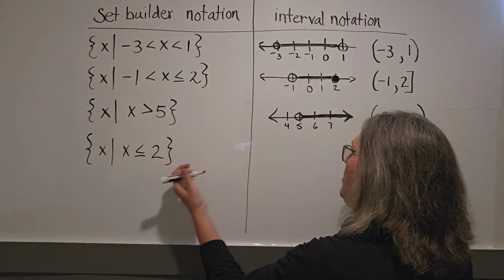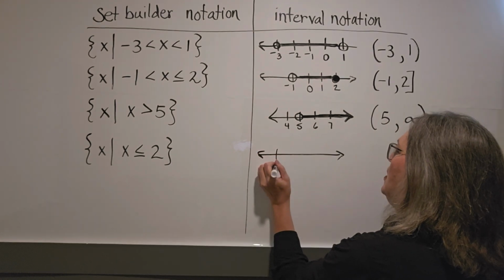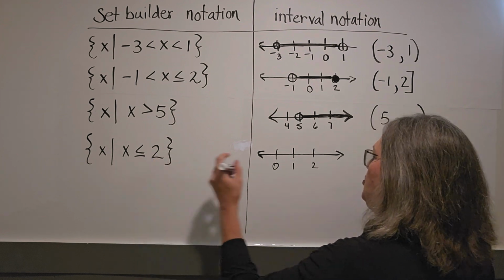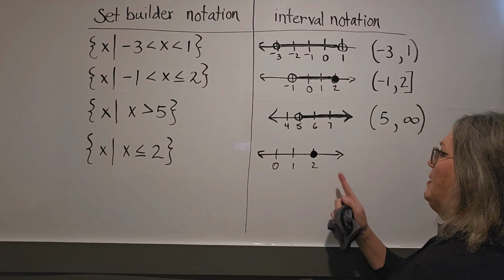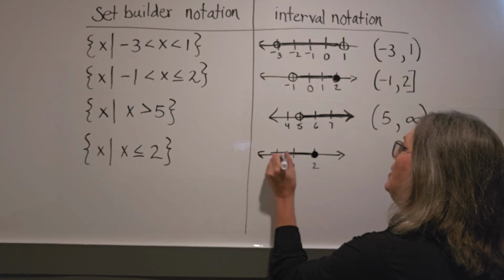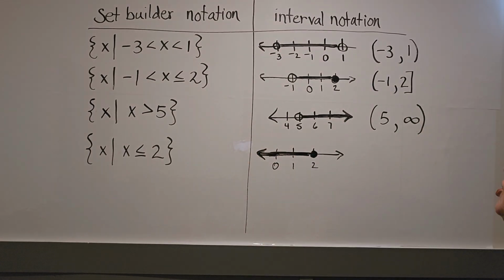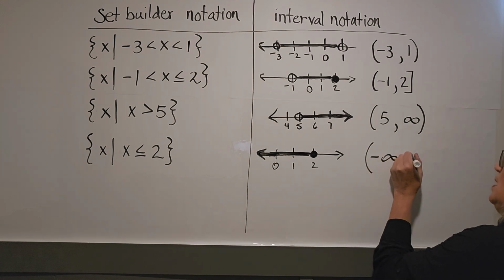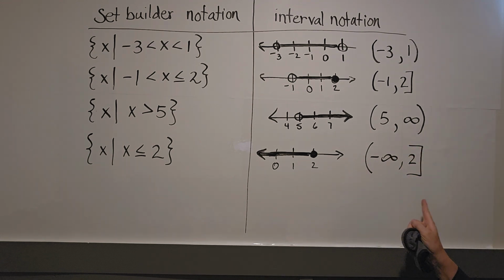Finally, x is less than or equal to 2, so we have 0, 1, 2. It could equal 2, so I'm going to use a closed-in point there to represent that, and then it's less than, so it can go in the negative infinity direction. And again, infinity always has a rounded parenthesis. Because it could include 2, I'm going to use the square bracket. So this is how interval notation works.